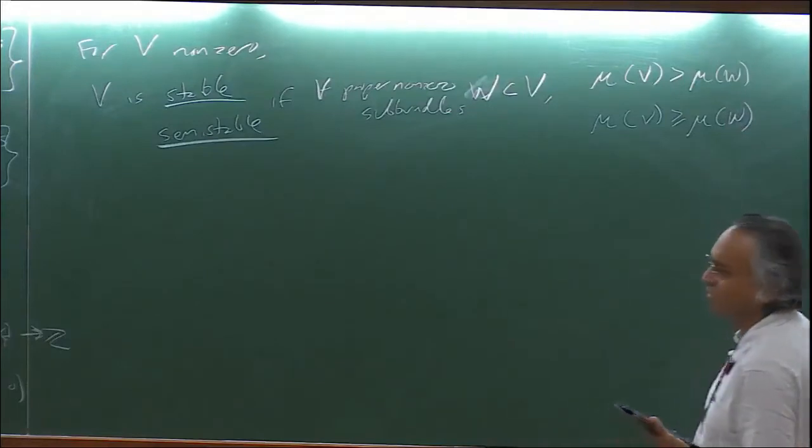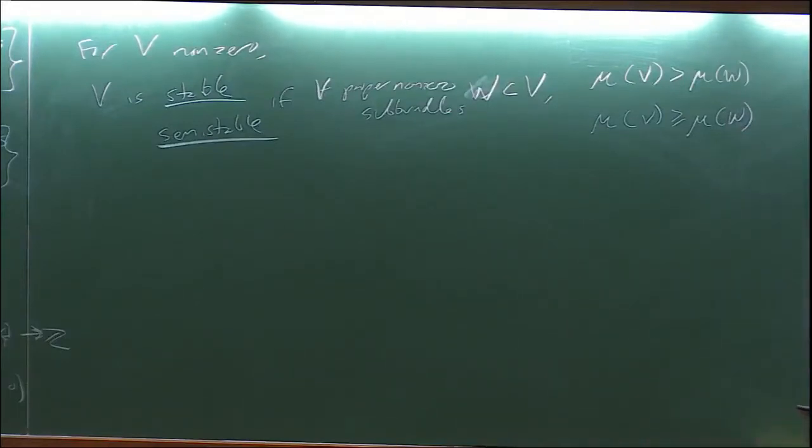So for example, the sum of two stable things is not going to be stable, but it has a chance to be semi-stable, and in fact it is.